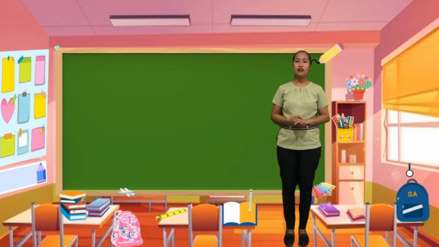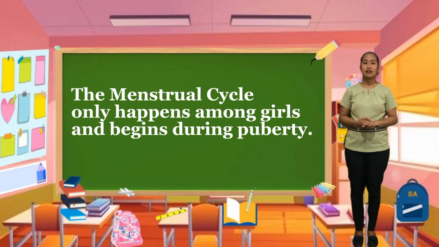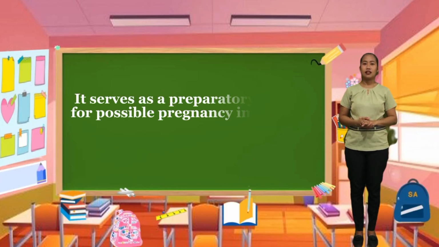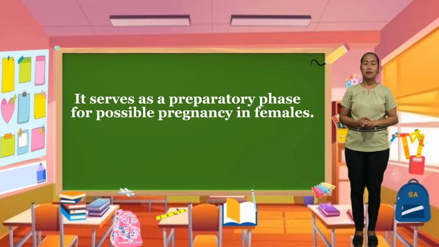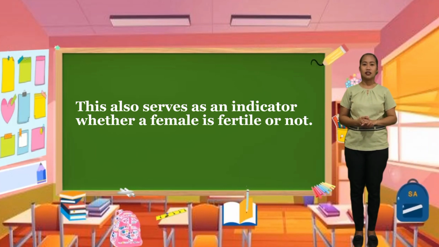Keep in mind the following big ideas we had from our discussion. The menstrual cycle only happens among girls and begins during puberty. It serves as a preparatory phase for possible pregnancy in females. This also serves as an indicator whether a female is fertile or not. Continue reading your notes to better understand the lesson.